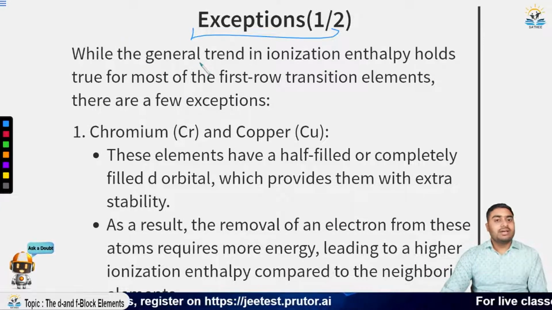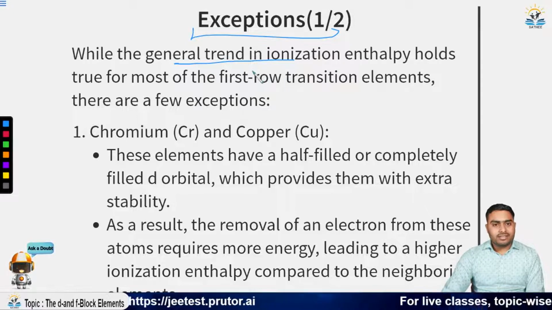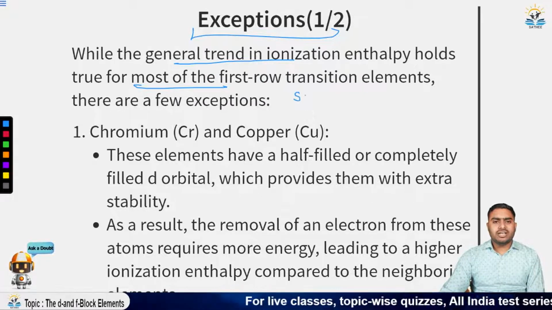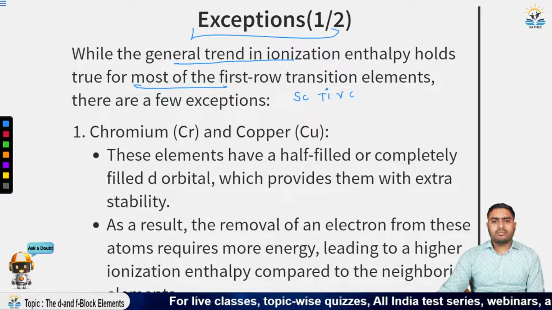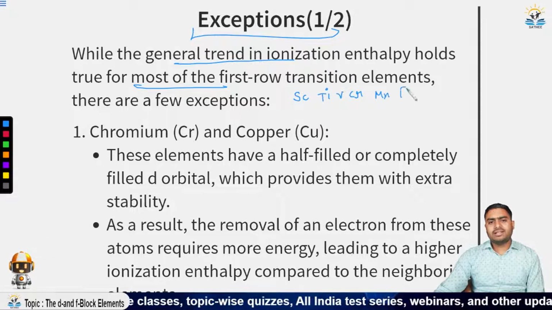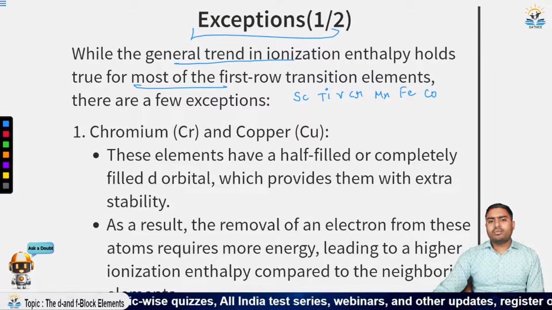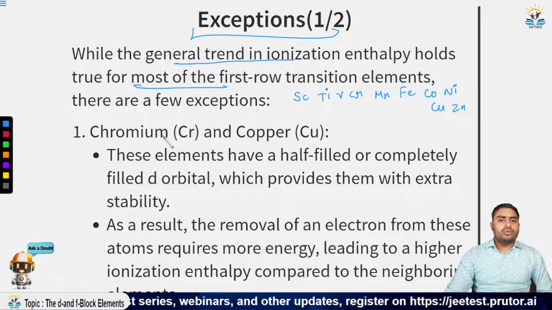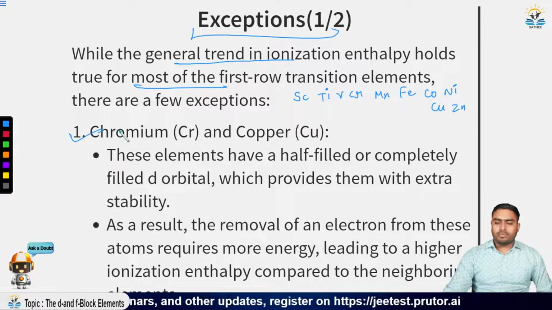This is very important. While the general trend in ionization enthalpy holds true for most of the first row transition elements, that means scandium, titanium, vanadium, chromium, manganese, iron, cobalt, nickel, copper, and zinc, that means scandium to zinc, right? So you can see here chromium and copper, right?